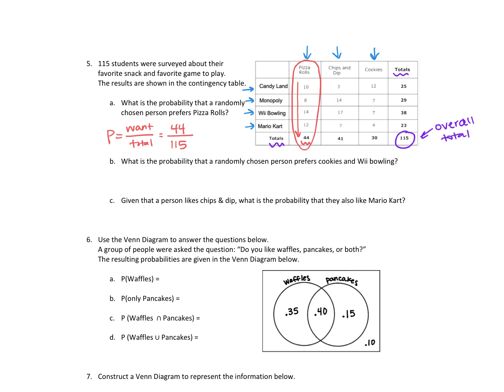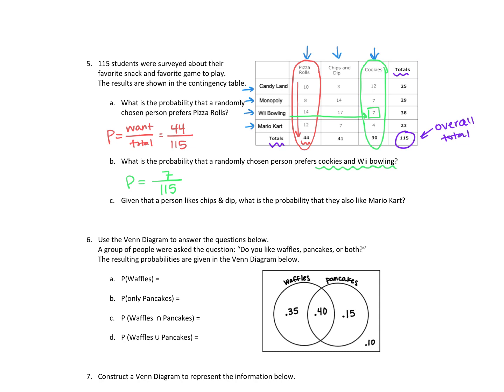Next up, it says, what's the probability that a randomly chosen person prefers cookies and Wii Bowling? So now it's not just cookies, but when I look in that cookies category, I want the people within the cookies category that picked Wii Bowling. And I find that that's 7 people. Okay. So my probability here is the 7 people that picked both cookies and Wii Bowling out of the total 115.